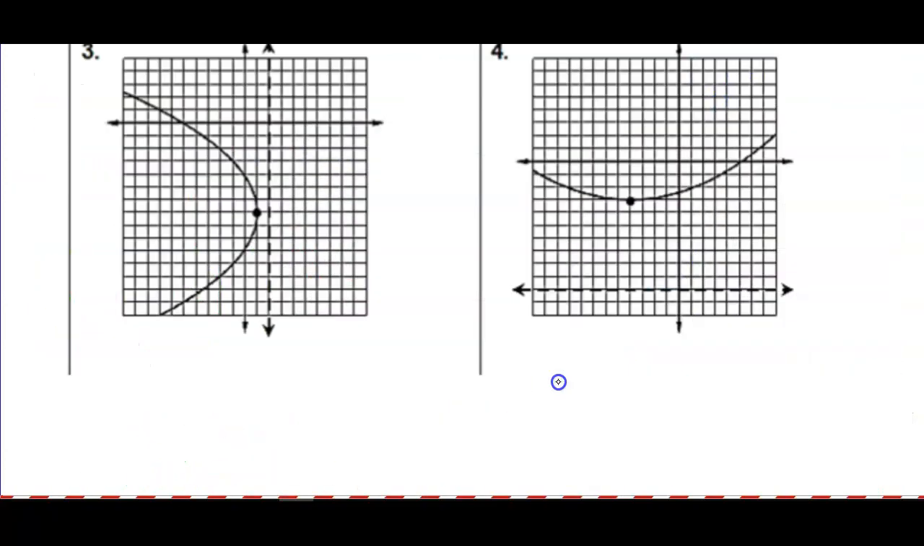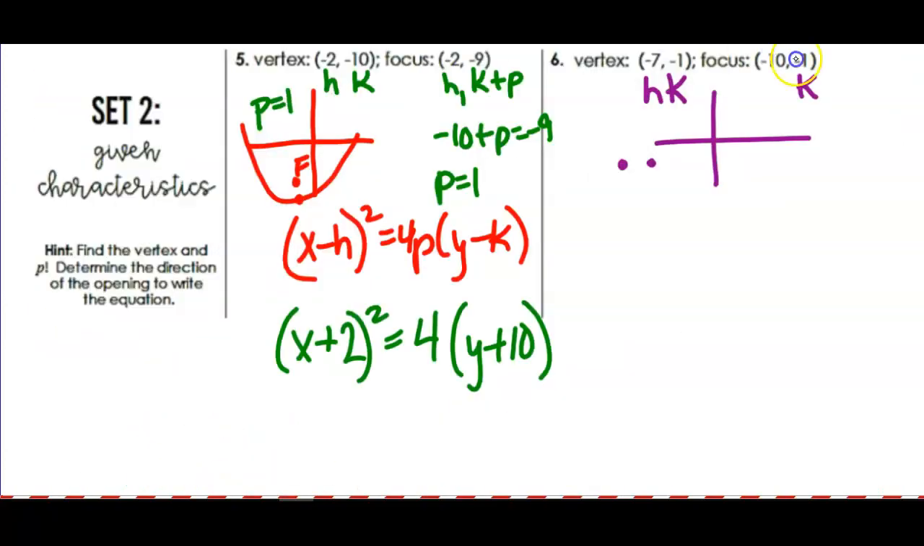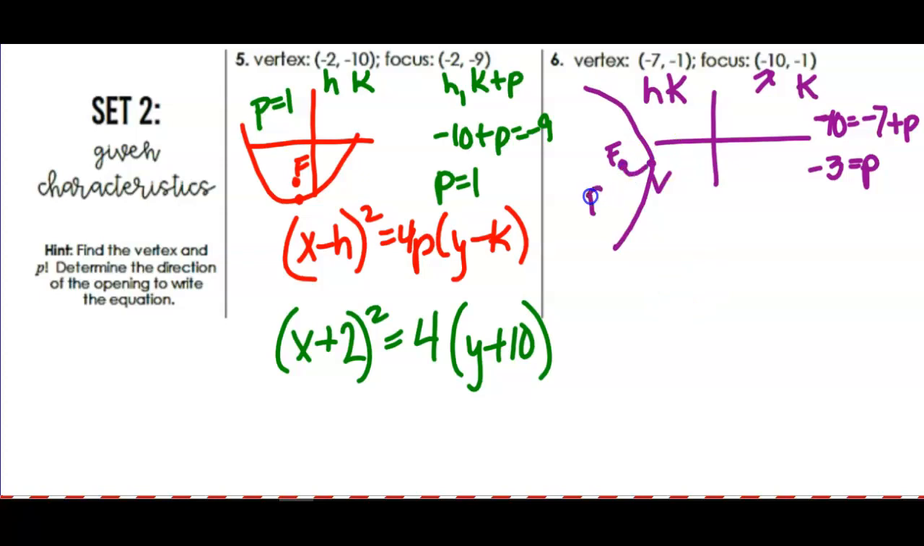Wrong way, sorry. So -10 equals H plus P. So if I add 7 over here to this -10, I get P equals -3, which actually makes sense because I plotted the vertex and then the focus was 3 to the left. So it's going this way, and this distance P is -3 because it was to the left.